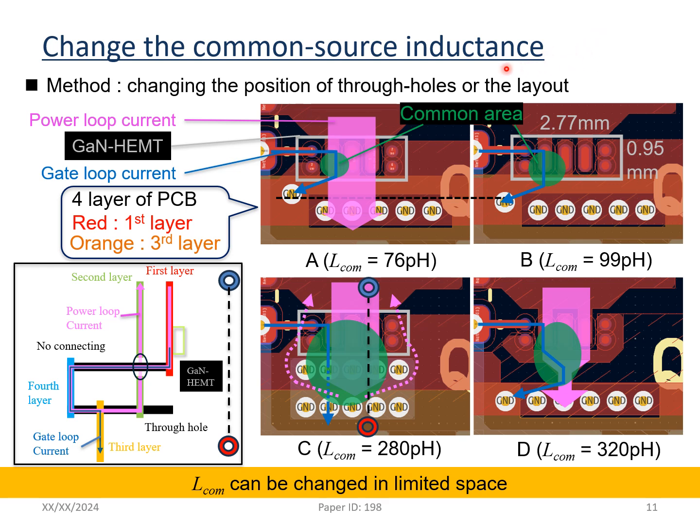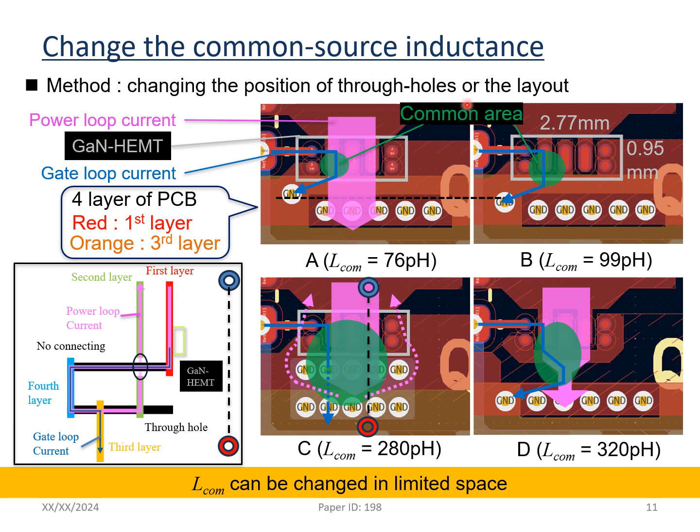Now I explain how to change the common source inductance. The method to change the common source inductance value is changing the position of the through holes or the layout of the PCB. These pictures show 4 different circuit layouts. In layout A, the pink line shows the power loop current, and the blue line shows the dead loop current, and this green area is the common area of the power loop current and the dead loop current. So this green area has the common source inductance.